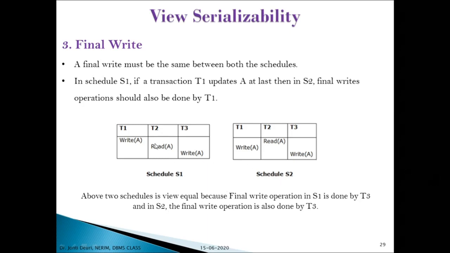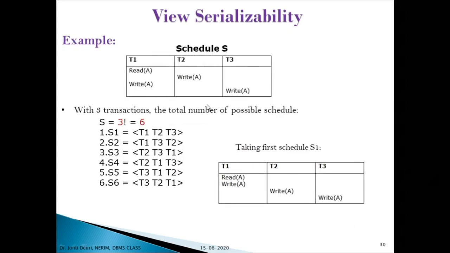So the three conditions we have to remember to check view equivalence are initial read, updated read, then final write. Okay. Here we will take one example. We have a schedule: T1 does read A and write A, then T2 does write A, and T3 does write A.